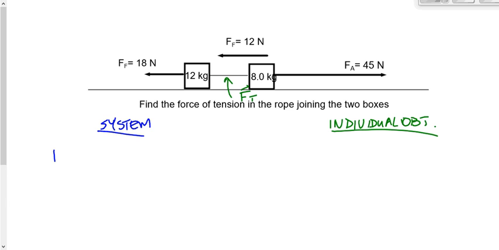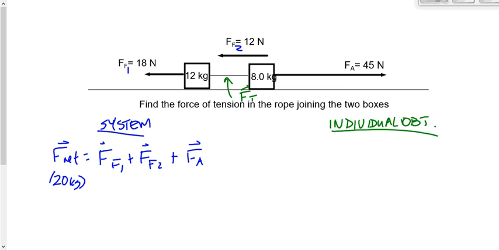Let's say for the system, F net is equal to the sum of the forces. That's FF1, FF2, plus the applied force, whatever is pulling on this with a force of 45 newtons to the right. The net force is m times a. The mass we use is the total mass, 20 kilograms, times the acceleration equals negative 18 plus negative 12 plus positive 45. Add those up on the right-hand side, divide by 20, and we get an acceleration here of 0.75 meters per second squared. The acceleration of the system and of each individual object within the system.